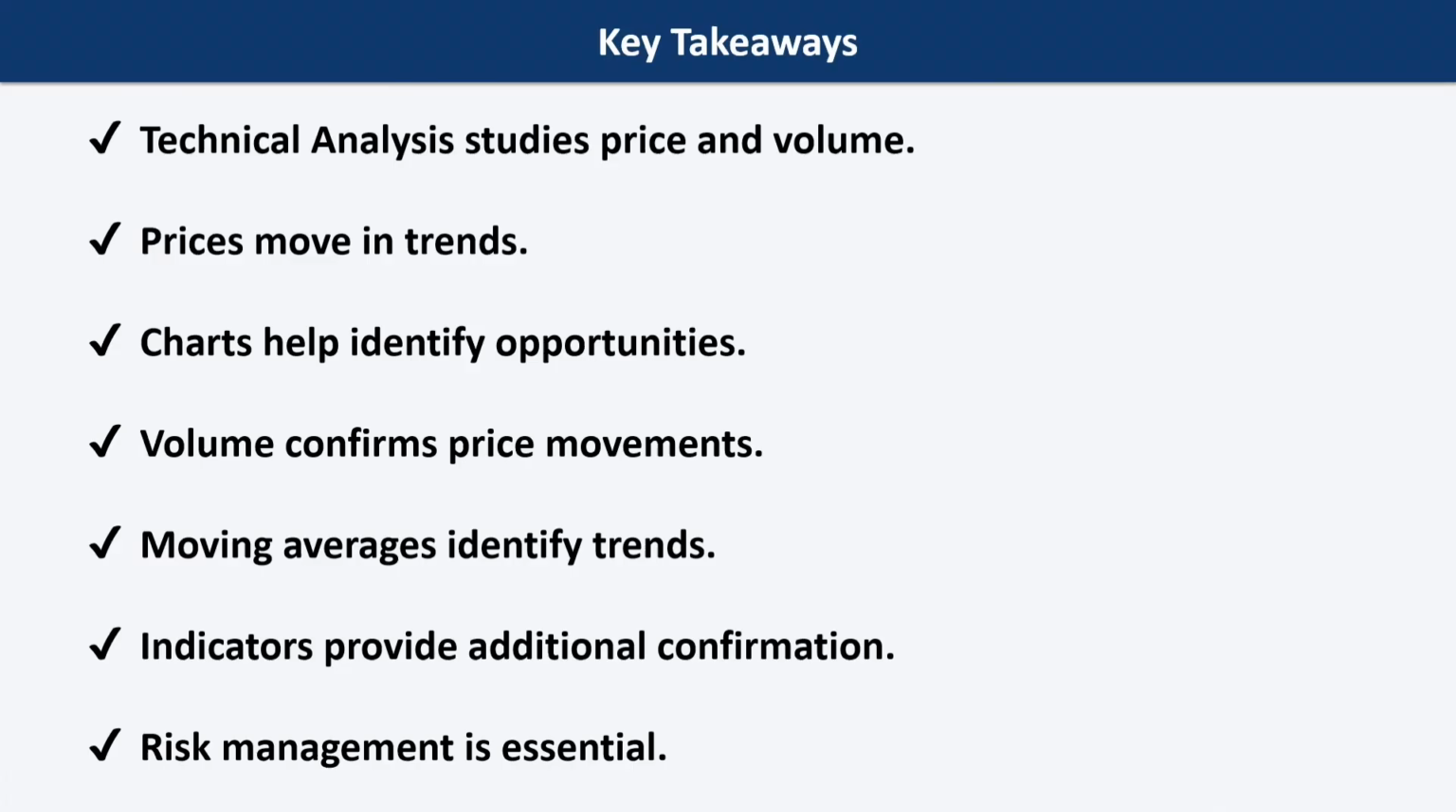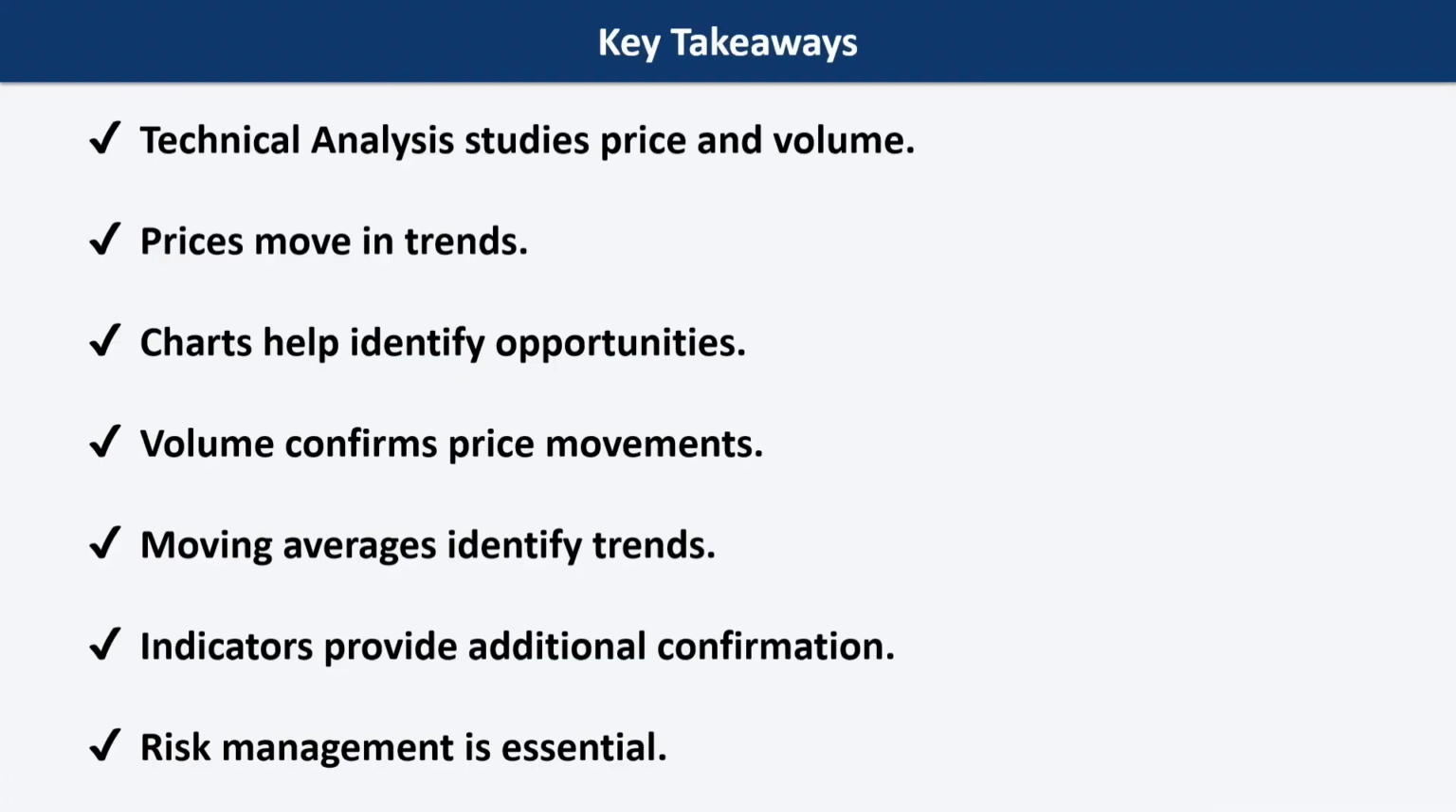Before we conclude, let us quickly revise the important concepts we have learned. This summary will definitely help you to remember the key points of technical analysis. Technical analysis studies price and volume. First we learned that technical analysis is the study of historical price movements and trading volume. Unlike fundamental analysis, which studies companies' financial performance, technical analysis studies market behavior. This is the foundation of technical analysis. Our second takeaway is that prices generally move in trends.